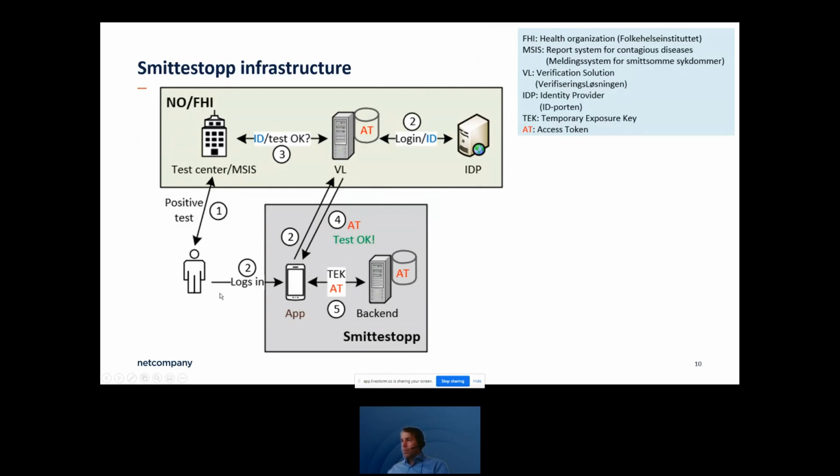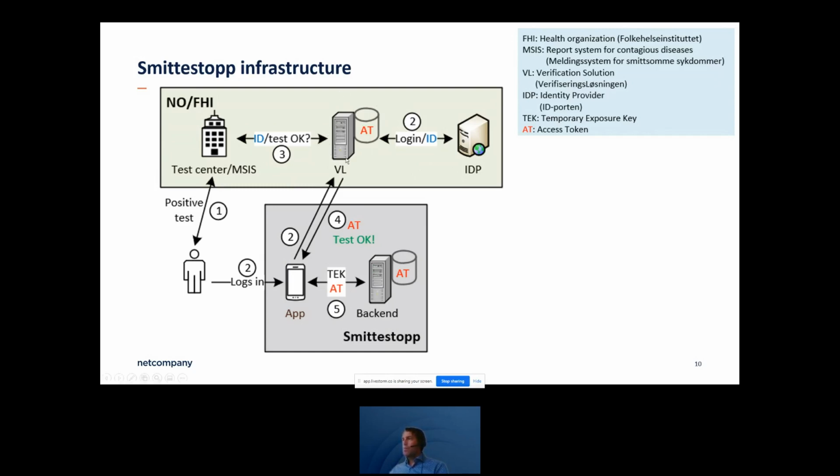Then the user picks up his or her app, logs in. The app will redirect the user to the verification solution, which in turn will go to the IDP, where the person will log in, and the IDP will return an ID saying this is indeed the user. The user is indeed who the user claims to be, and the verification solution will then go to EMSIS with the ID and ask, has this user indeed been tested positive? To ensure, of course, that we don't have false reports of infection. This would be very bad.